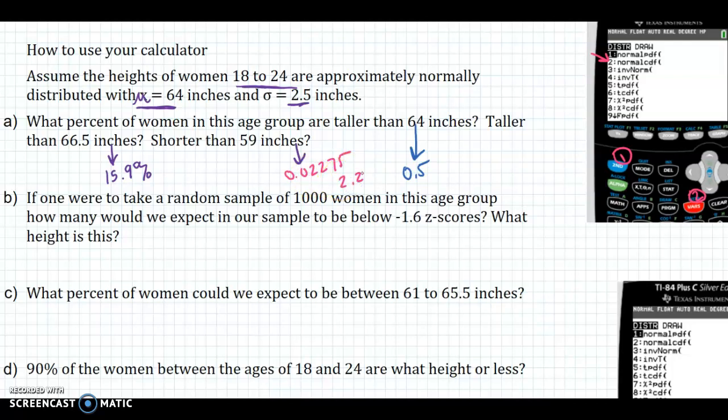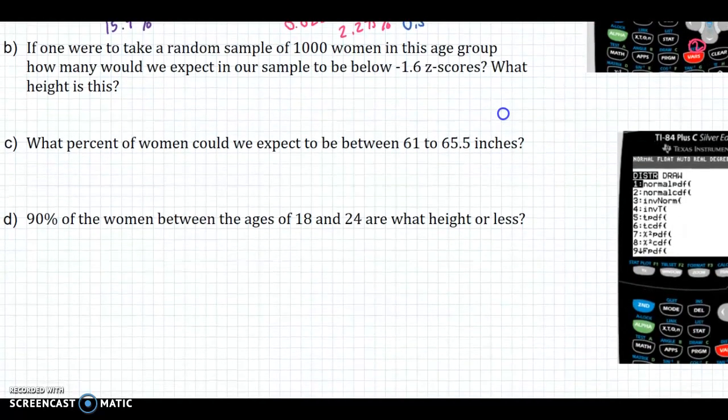Or 2.275%. And so that's another way to do it, and a little bit more efficient way than doing z-scores, but some people really like z-scores.